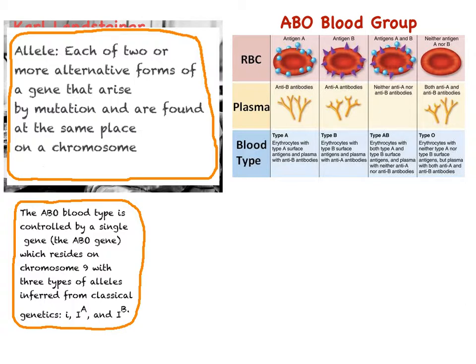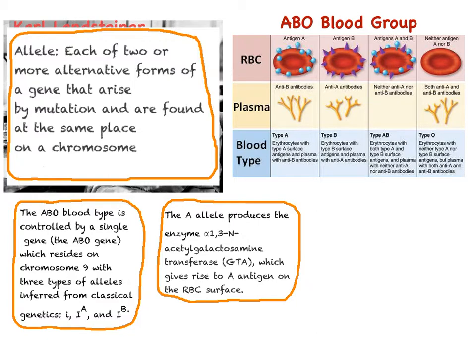The allele with the capital I with the A superscript gives rise to the A blood type, and the allele with capital I with a B superscript gives rise to the B blood type. I have all these descriptions, like the A allele gives rise to a certain enzyme, and you can read that from there.